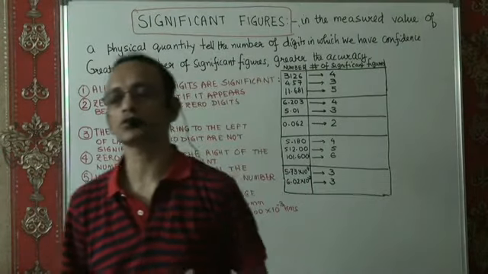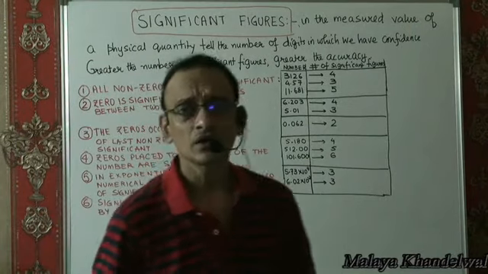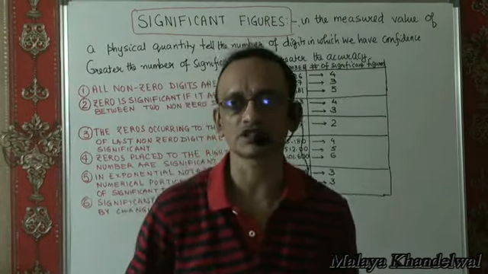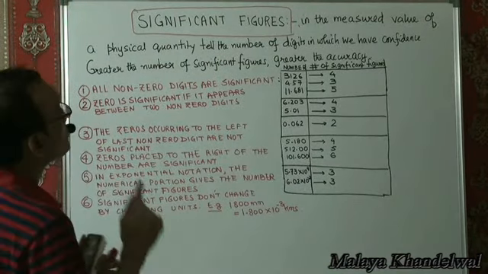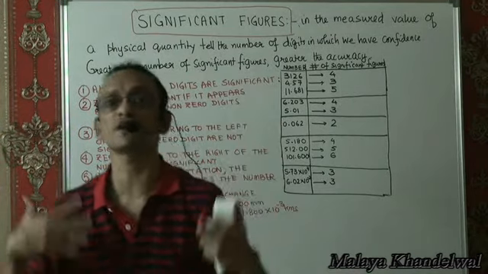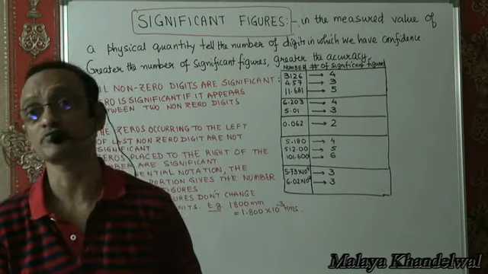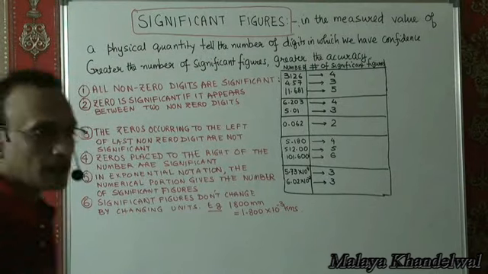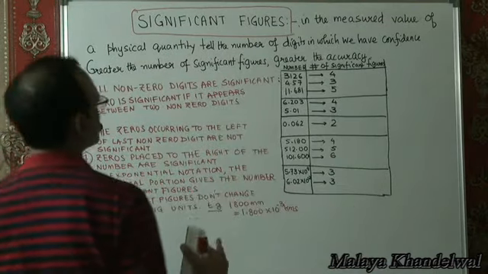A quick discussion on what is referred to as significant figures. When there are measurements available of physical quantities, then in a given measurement, the number of digits in which we have confidence measures what's called the number of significant figures. Let me give you examples and rules, plain and simple.